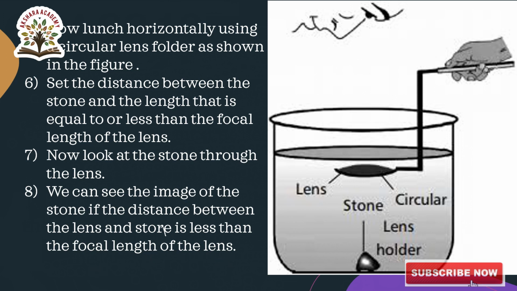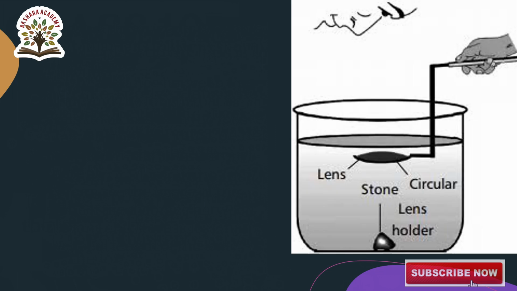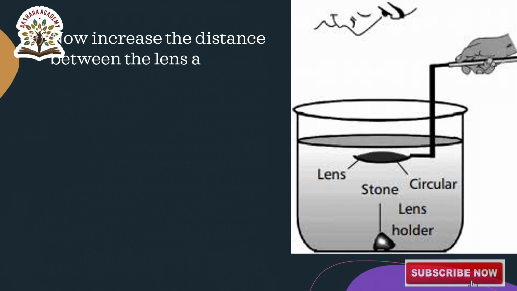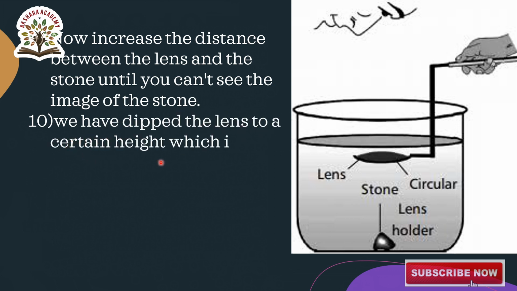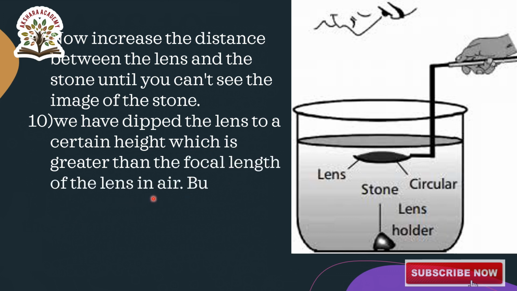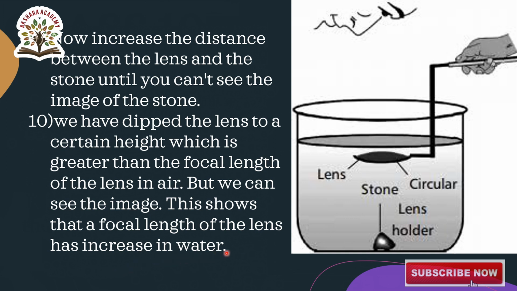Now we are increasing the distance between the lens and the stone until you can't see the image of the stone. Now we have dipped the lens to a certain height which is greater than the focal length of the lens in air, but we can see the image. This shows that the focal length of the lens has increased in water.